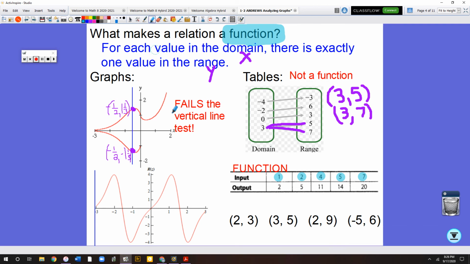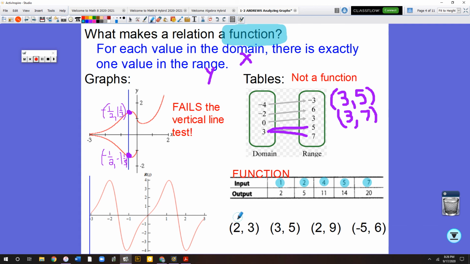Okay. Last thing, we have coordinate pairs. Are these coordinate pairs a function? Same thing. Look at the x values. 2, 3, 2, negative 5. The 2 and the 2 match, and they have different y values. That's a 3, that's a 9. That makes this also not a function.